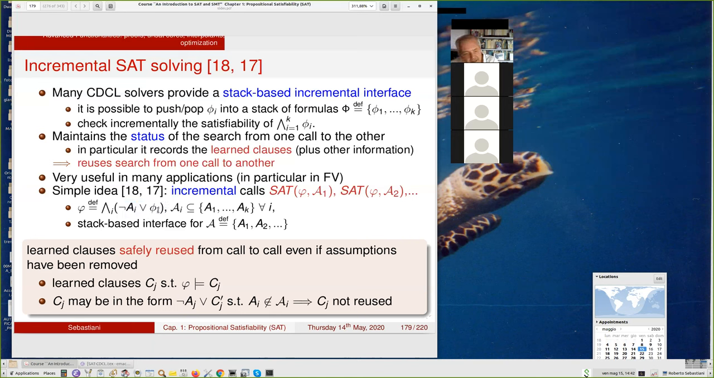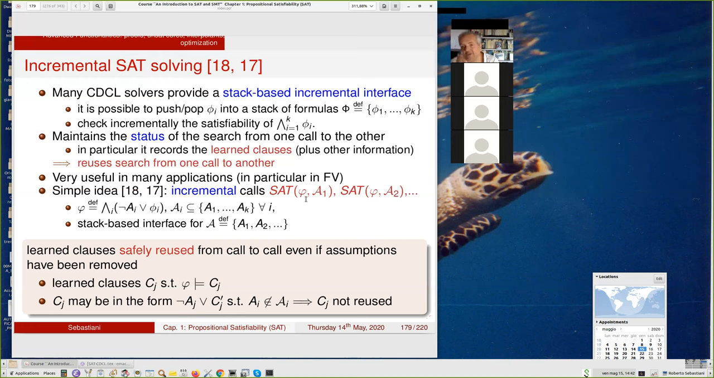By the way, notice that if phi i is a conjunction of clauses, this means that to every such clause you add not a_i or the clause. You substitute every clause in phi i with not a_i or clause. Did I reply? Is that the answer to your question? Well, not much. Yes, thanks.